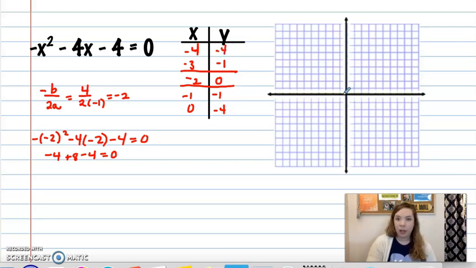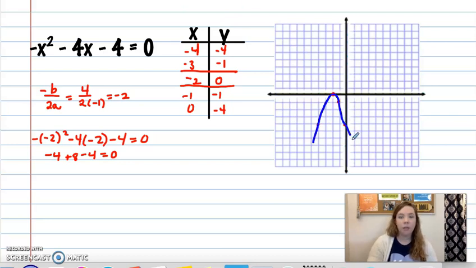So I'm going to go ahead and draw our picture. -2, 0 would be over here actually. And then we have these 2 points. So our parabola should look something like this.